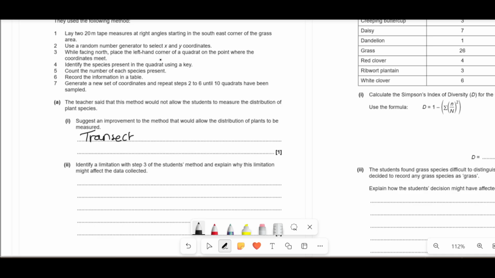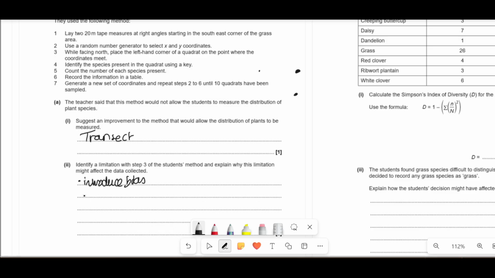Ideally you want to put these quadrats down randomly using these coordinates, without even thinking about it. If a person is looking at it and says, oh, I'm going to make these meet at the left-hand corner of a quadrat where the coordinates meet, so for example here and here, and then there and there. What if they decide, oh, I might just put it here because it looks good, or here, or there? So that's bias.